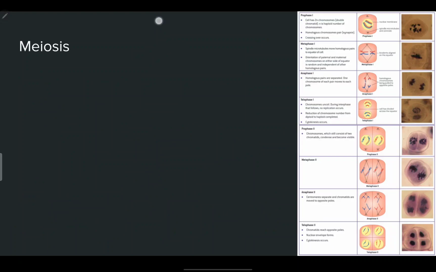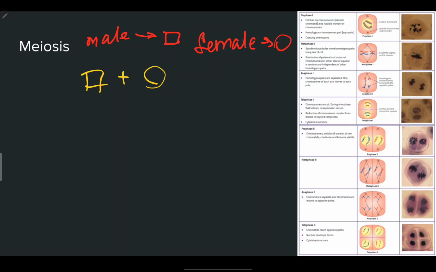But when we have prophase 1, we should pass this kind of information to the next generation. In genetics, the square is the male and the circle is the female. So when we see a square plus a circle, it means that it's a couple, a married couple, whatever, we don't care.